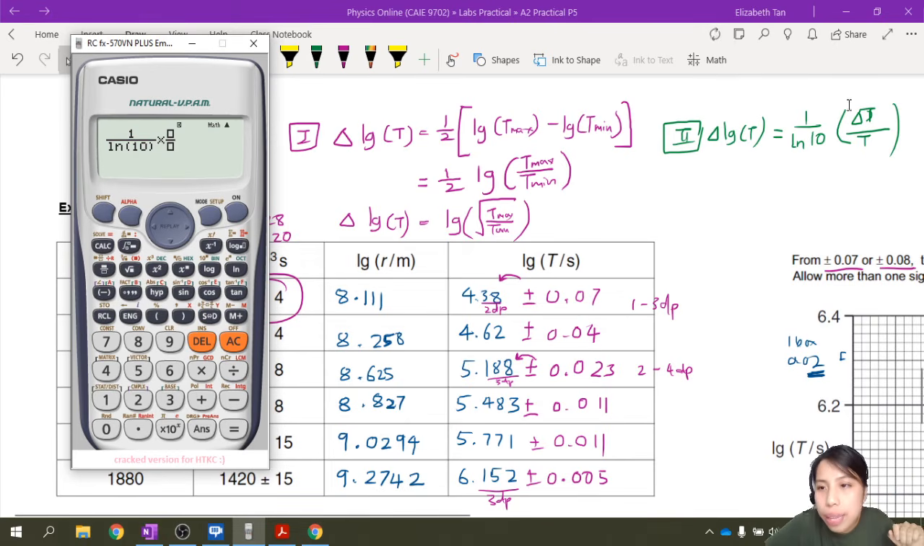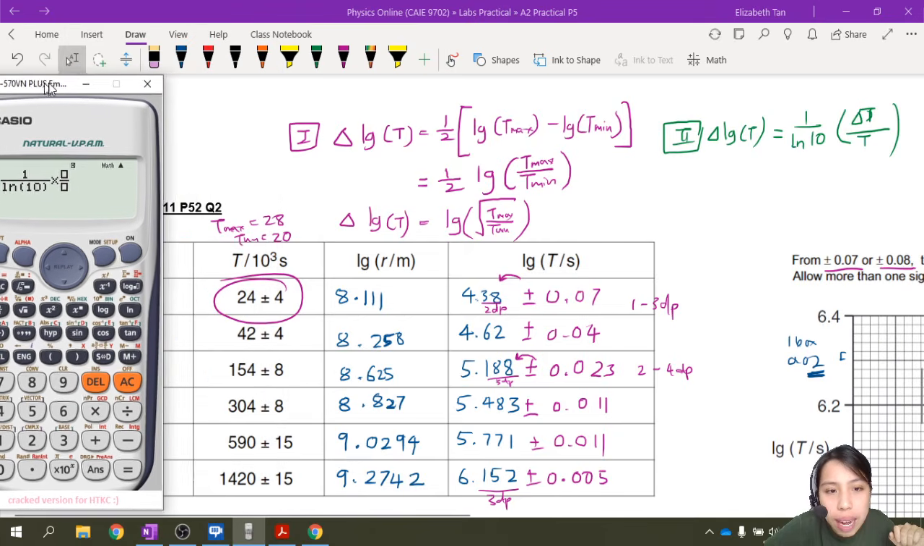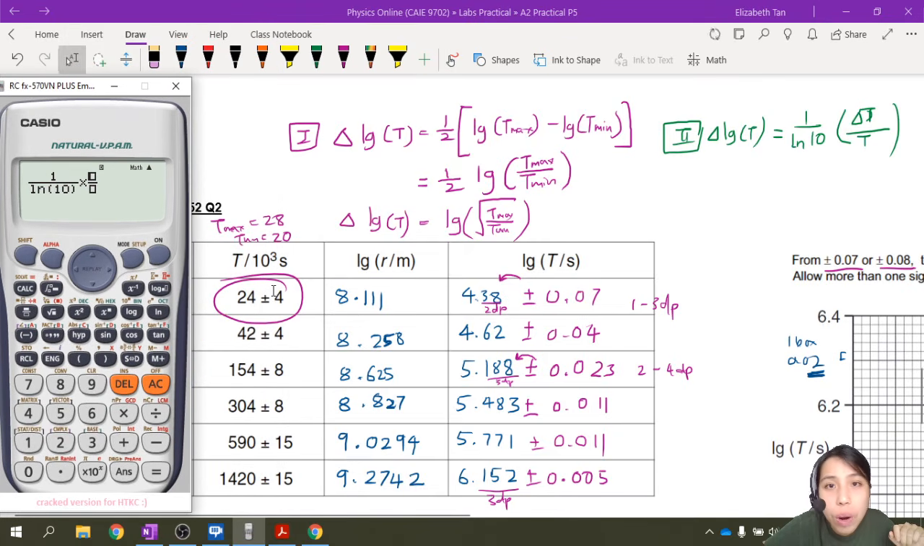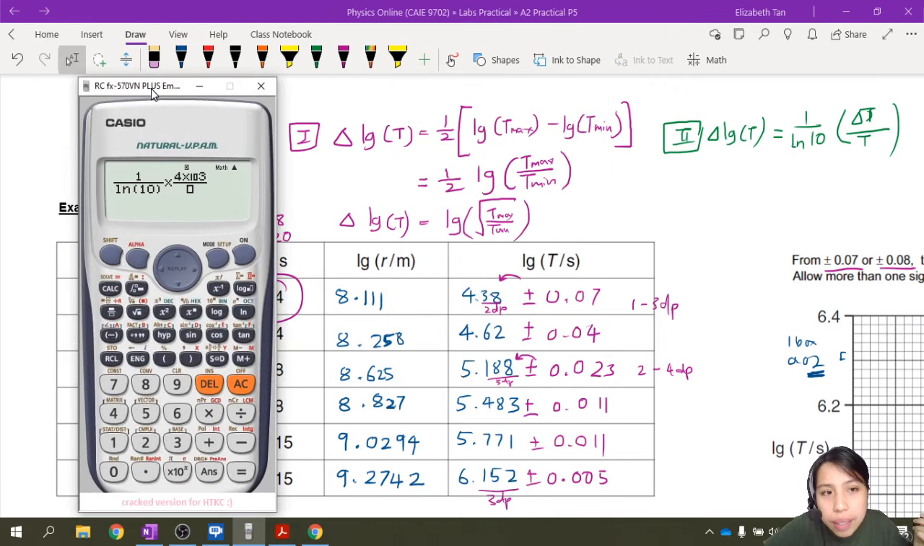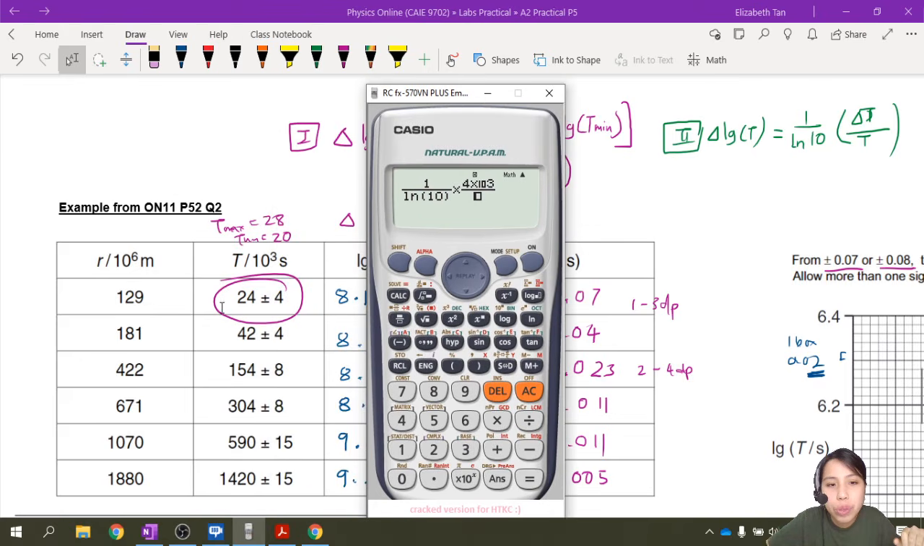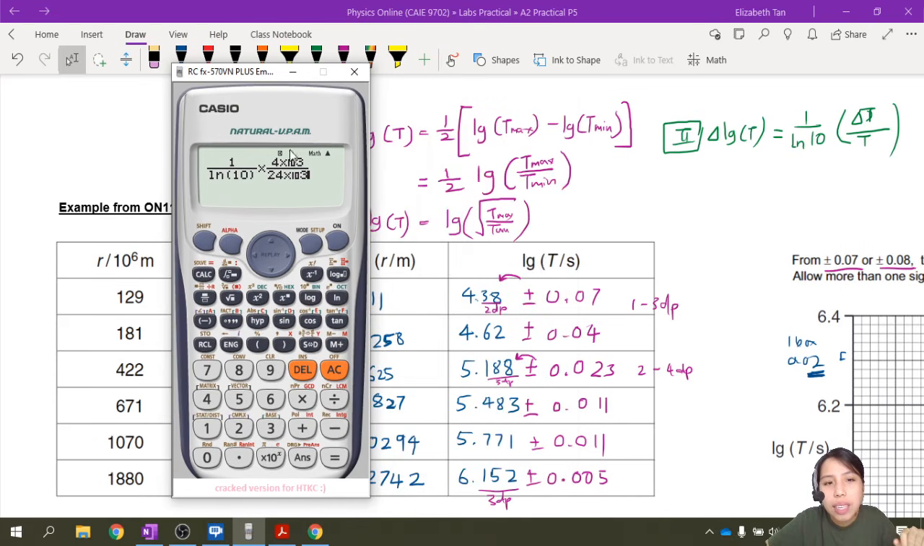Okay. So delta t here will be the uncertainty in time, which is 4 seconds, or 4 times 10 to the 3 seconds. So you put 4 times 10 to the 3. And then divide by the actual value of time, which is 24 times 10 to the 3. Notice something interesting. The times 10 to the 3 actually cancel out. So it doesn't matter if you write times 10 to the 3 or not, because here it just cancels out.